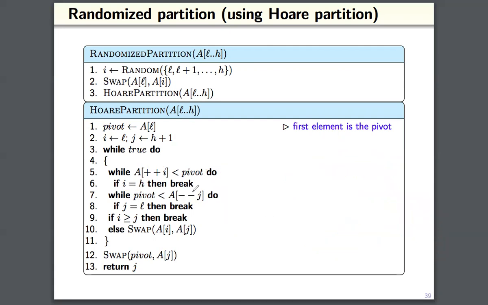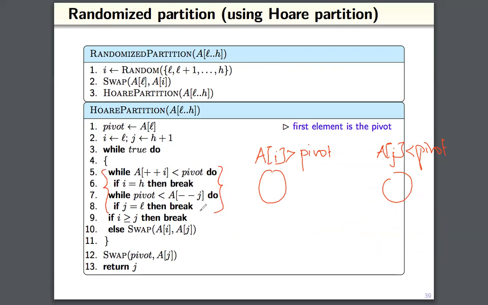You stop when you see that A of I is greater than pivot and A of J is less than pivot, right? When you come out of this while loop, you see that A of I is greater than pivot, A of J is less than pivot.